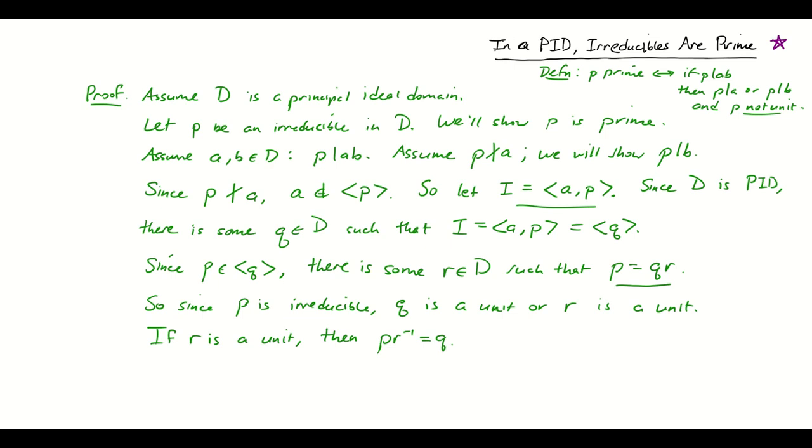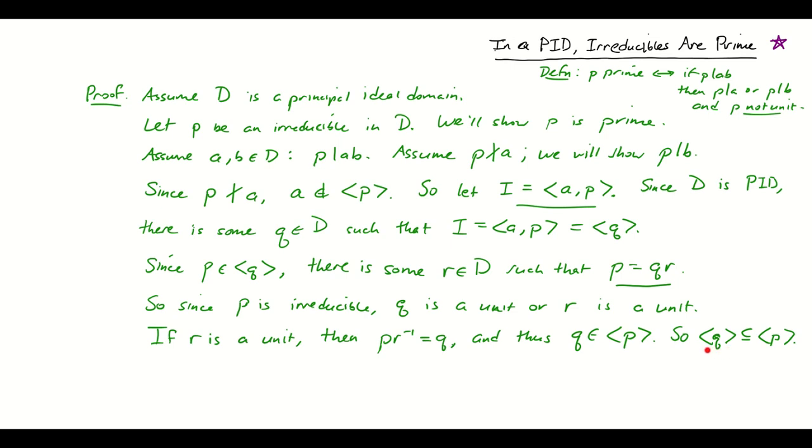Okay, so P R inverse equals Q, and thus Q belongs to the ideal generated by P. Now that should seem strange to us because that means the ideal generated by Q is a subset of the ideal generated by P. Now, why is that? Well, there's two ways to see it. One way of seeing it is if Q belongs here, then every multiple of Q belongs in here. And, well, this is really just all of the multiples of Q.